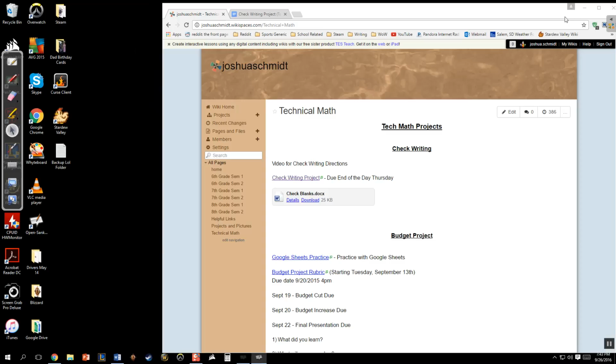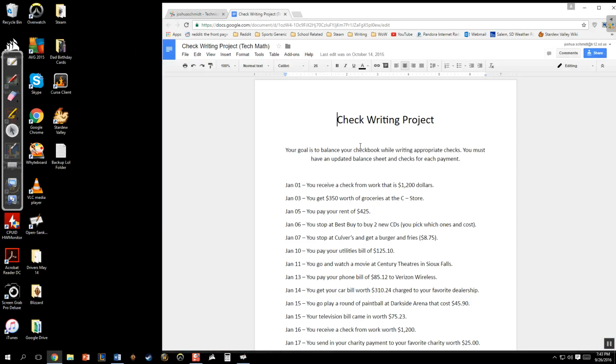So let's take a quick look at what the assignment is. So the check writing project is right here. Your goal is to balance your checkbook while writing appropriate checks. You must have an updated balance sheet and checks for each payment. So I would do an Excel document as well as the check writing from the other page.